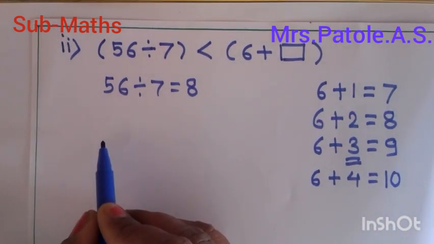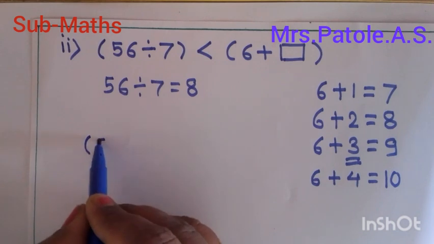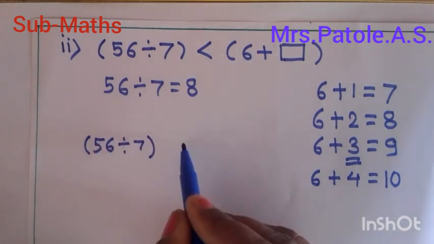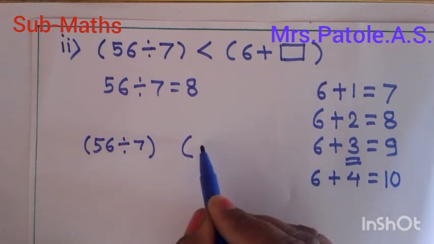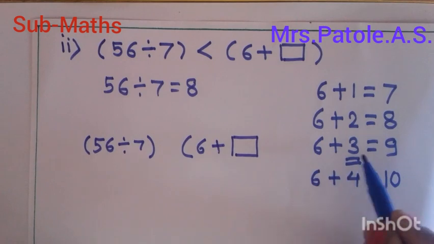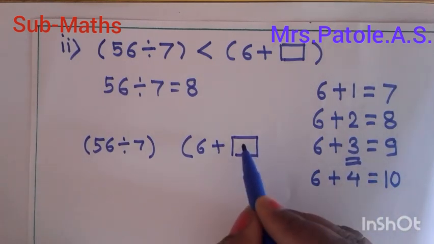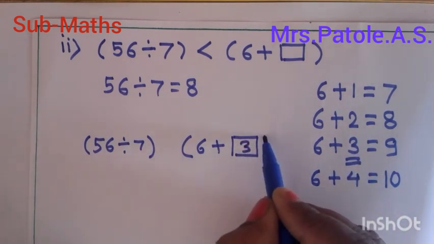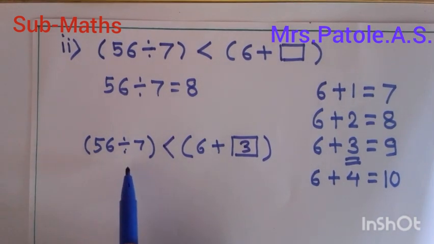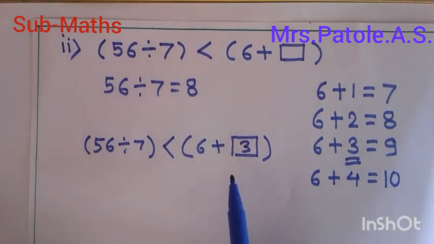So, we complete this expression as 56 divided by 7 and the second expression is 6 plus an empty box. We can write 3, 4, 5, any number. Here we write 3 and complete this expression. So, the value of the first expression is less than the value of the second expression. So, in this way, today we studied the concept of inequality. Thank you.